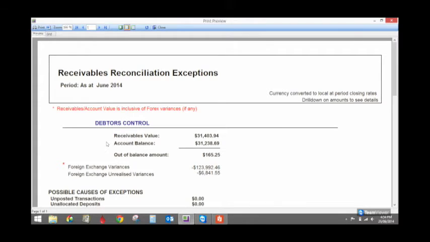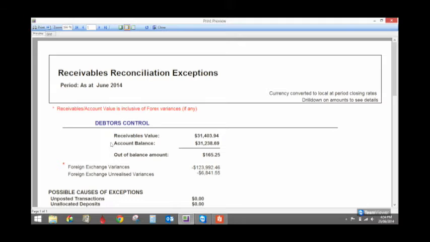So for example, I've done some work with a client recently where they had a debtor's balance of approximately $600,000, and they had a variance of around $11,000. And that variance hadn't moved between July and February this financial year. So we made the decision to clear that balance.